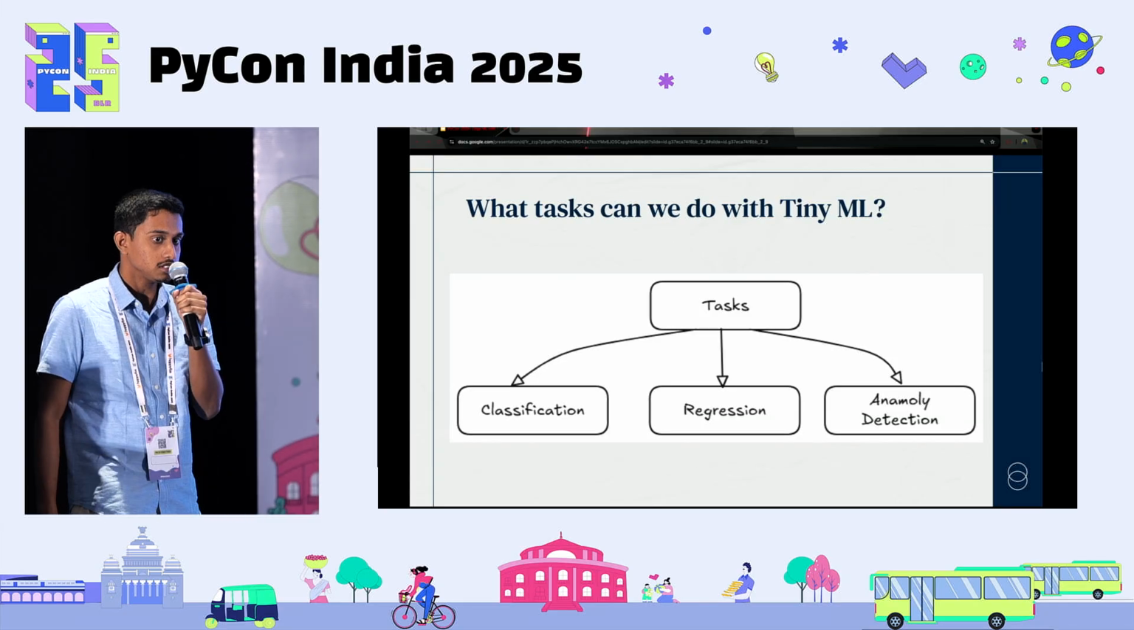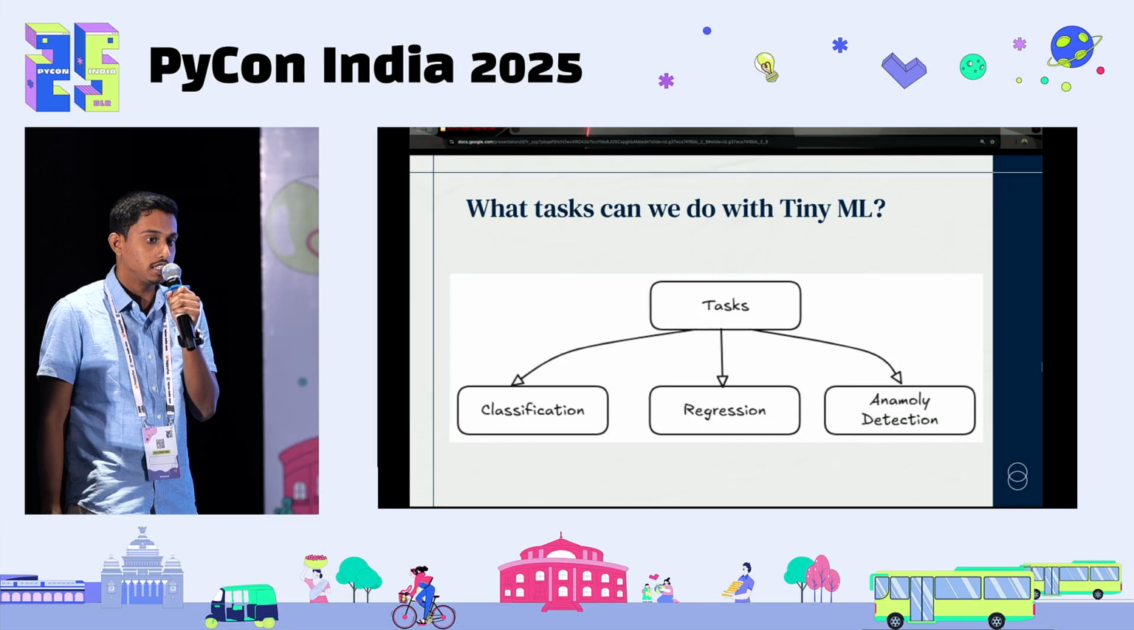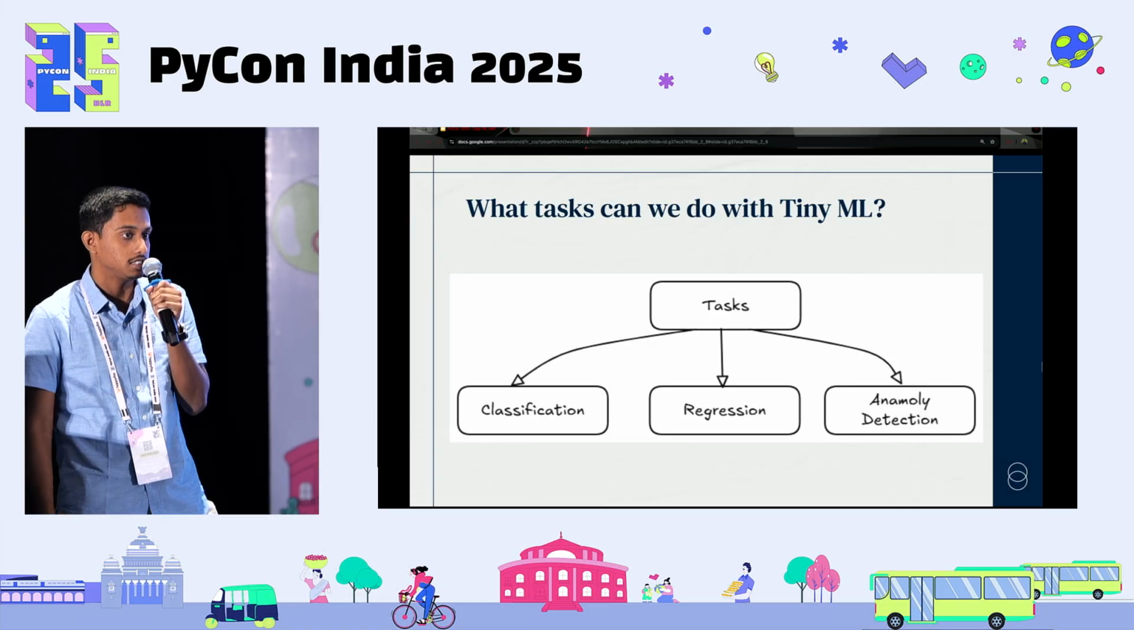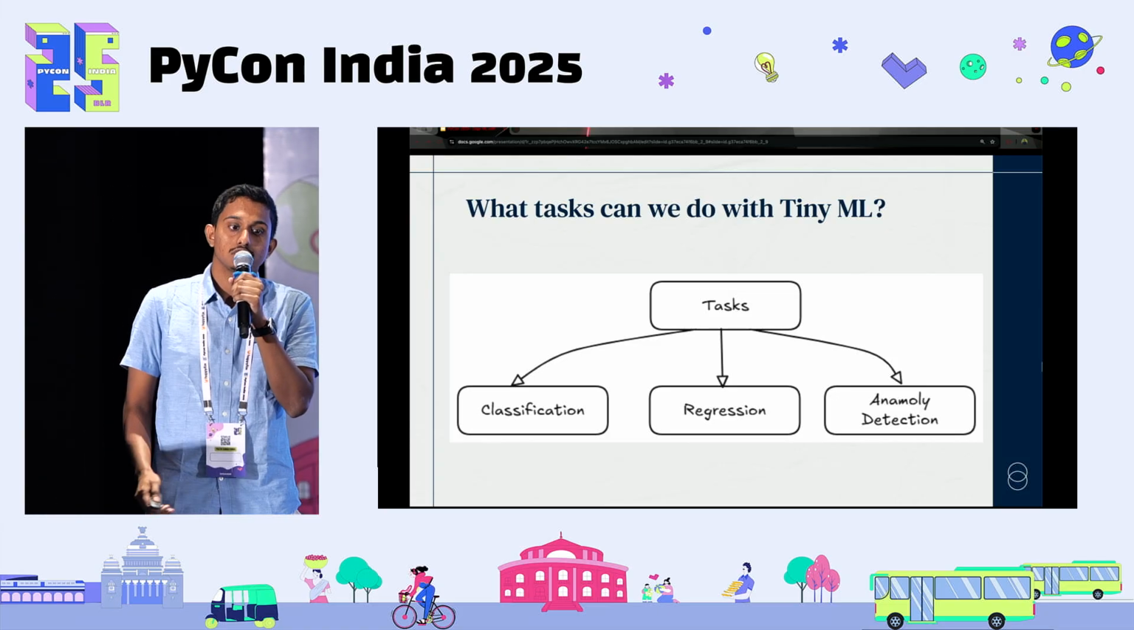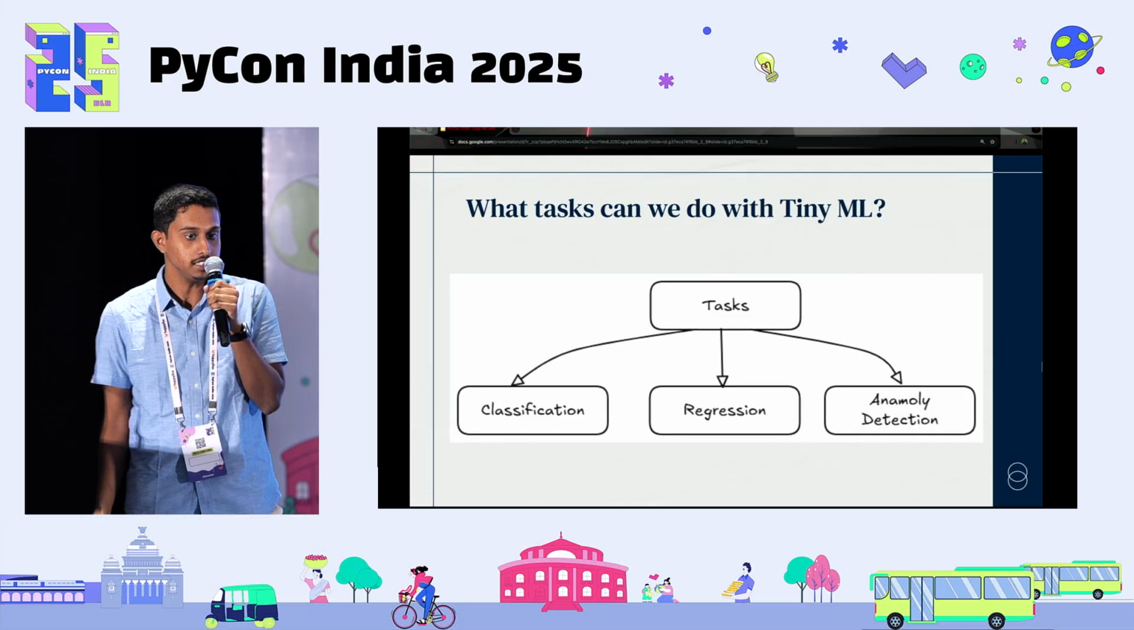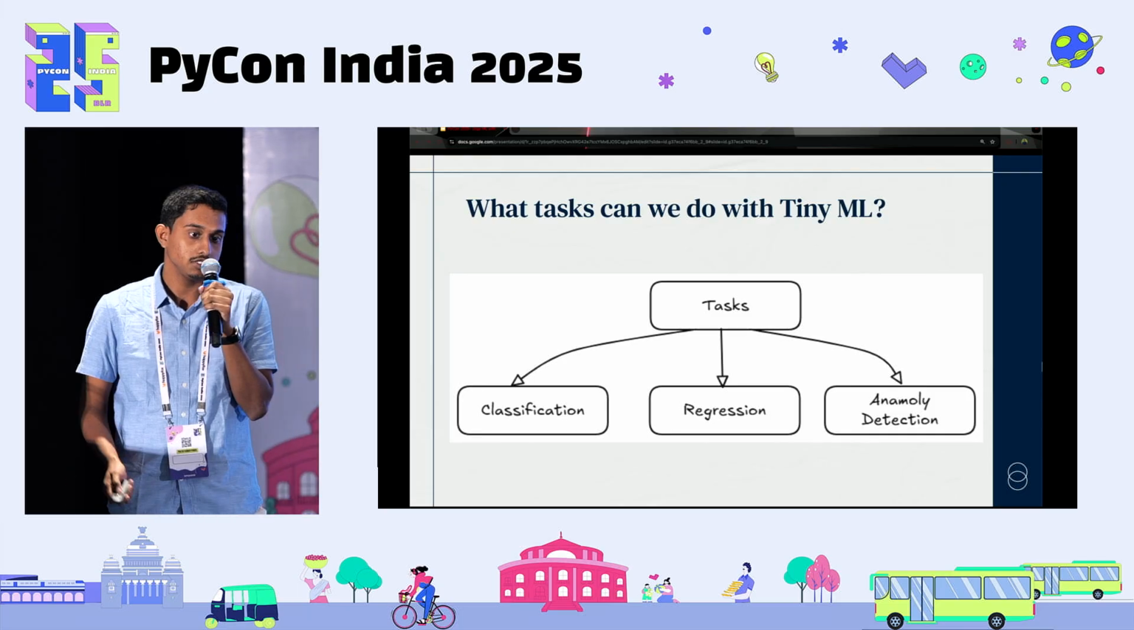Now, some of the tasks that we can do with TinyML is classification, like detecting what's a fall or not, the example that we discussed, or some regression, anomaly detection, anything small enough that is efficient for the microcontroller.